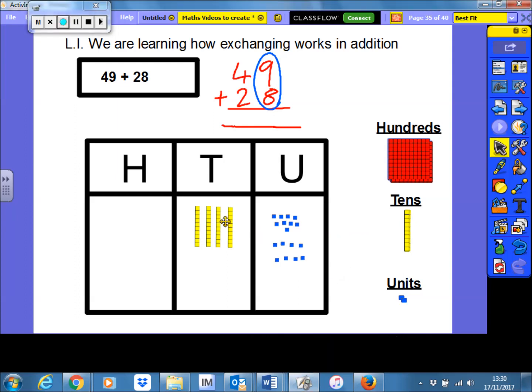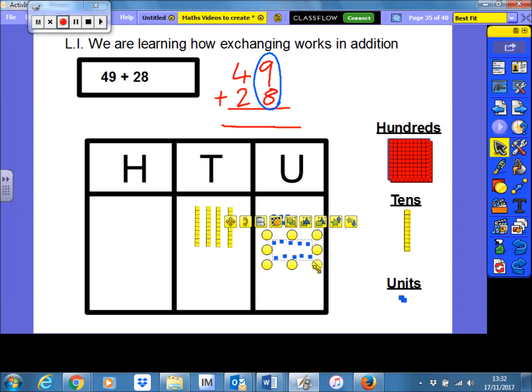gives us more than 9 units in this column. In fact, it gives us quite substantially more than 9 units. It gives us 17 units. 17 is far too big to fit in this column. So what we have to do is exchange. We are not allowed to fit any more than 9 units in here. So we're going to have to take 10 of these units and exchange them up the way.